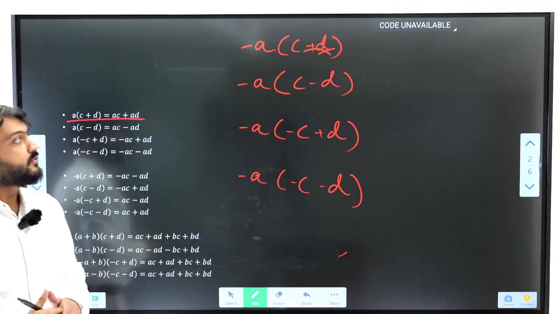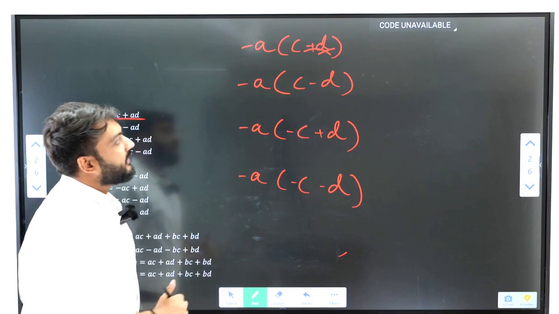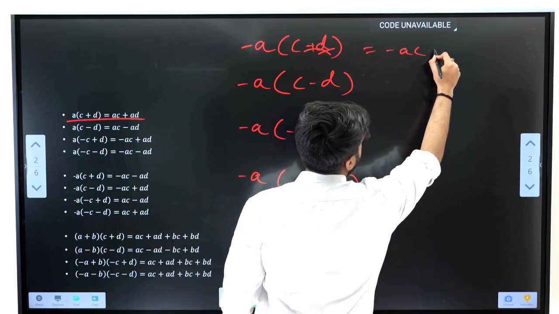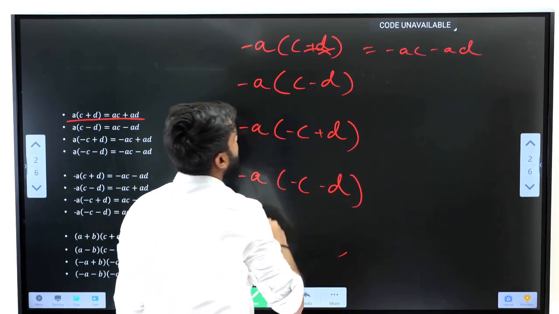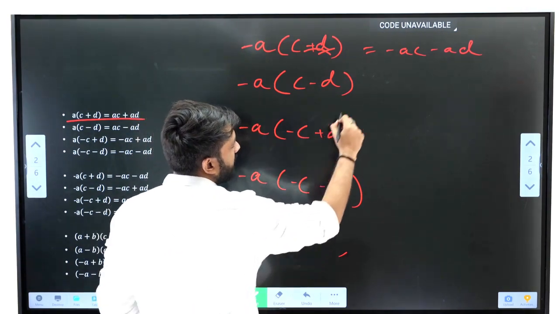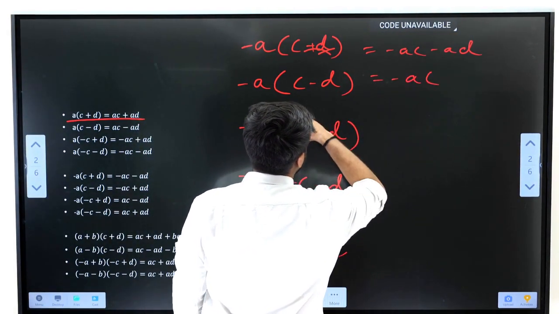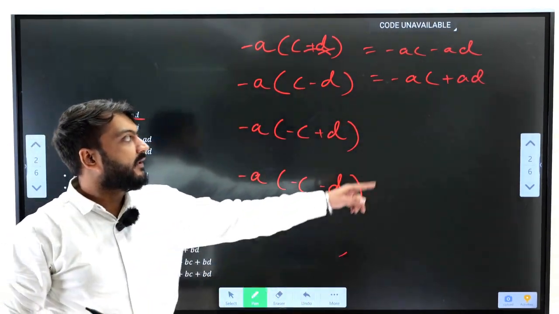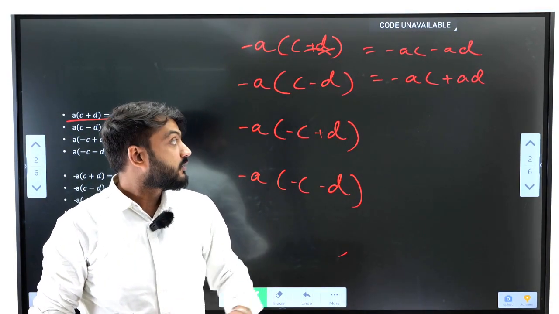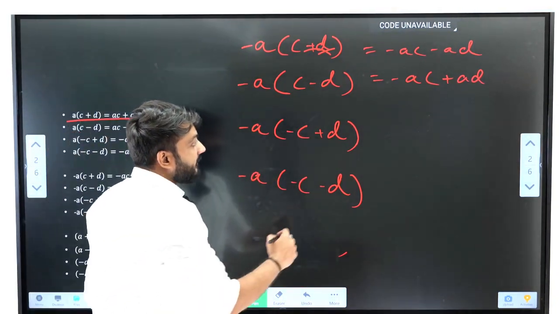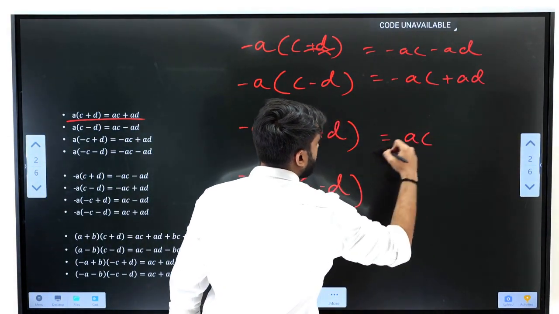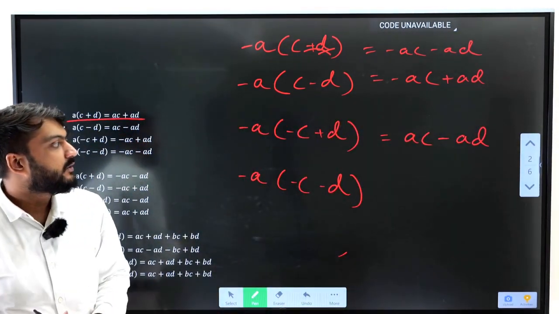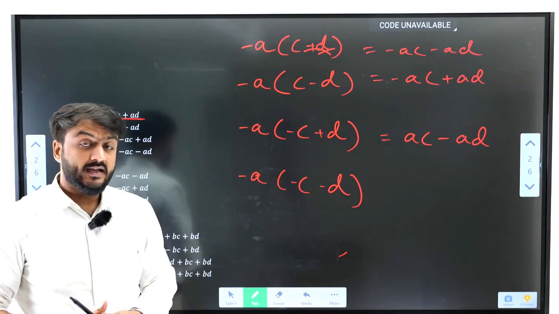Okay, so basically what you're supposed to do is multiply negative a into c, which gives you negative ac, right? And negative a into d, which will give you a negative ad, right? The same thing here, negative a into c will go on to give you a negative ac, and negative a into negative d, because both the numbers are negative, so negative getting multiplied with negative will ultimately give you a positive product. That's why plus ad. Same thing here, negative a, negative c, both numbers are negative, that will give you a positive product. And negative a into positive d will lead you to your ultimate product being ac minus ad.